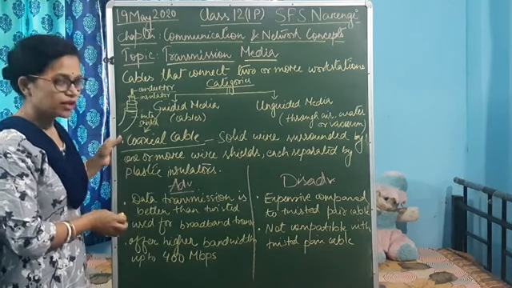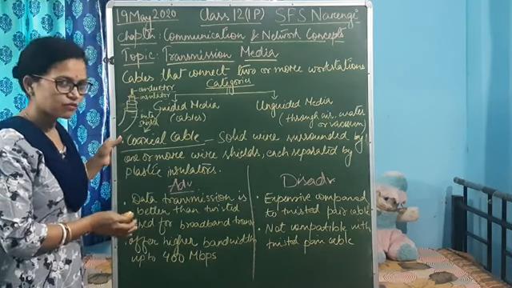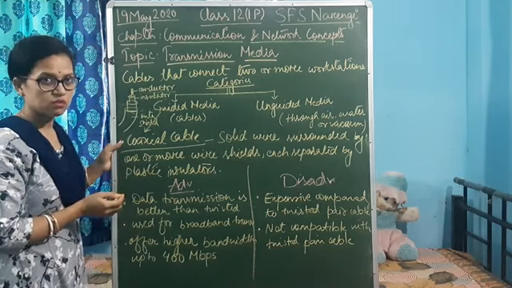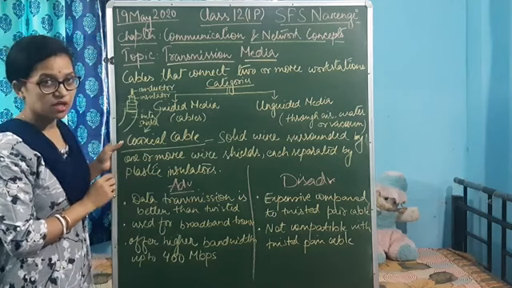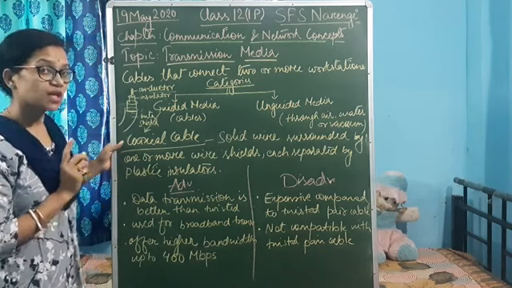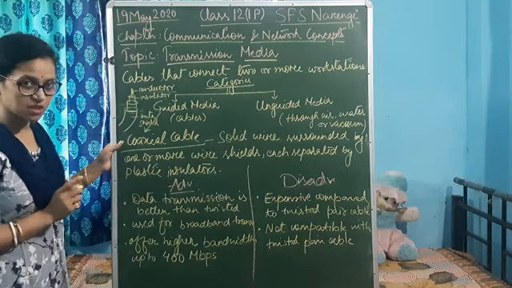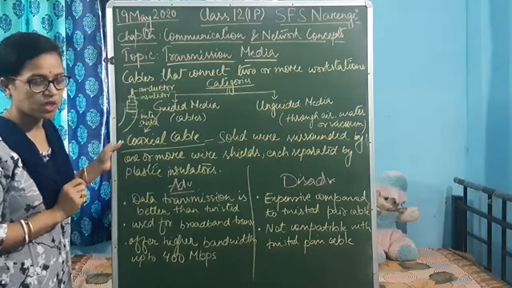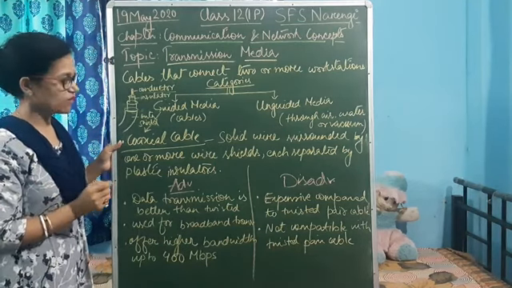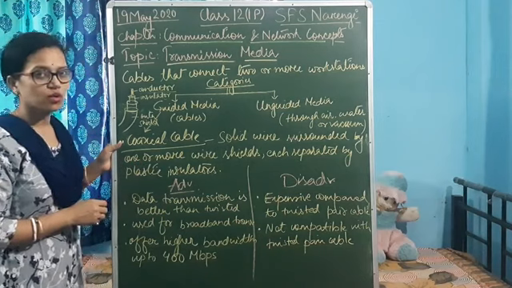So I'd like to wind up today's class here itself. We discussed what transmission media is, the different categories, guided media and unguided media. Guided media means where the cables are used. Under guided media, we discussed first the twisted pair cable, its advantages and disadvantages, and the next one, the coaxial cable.